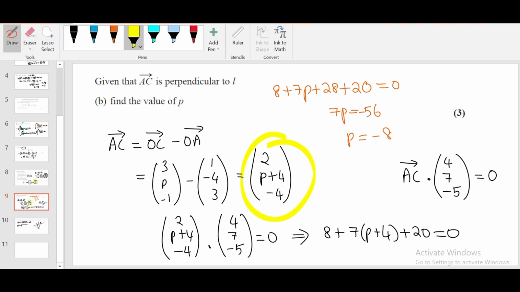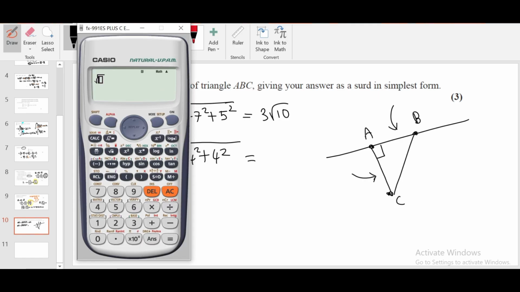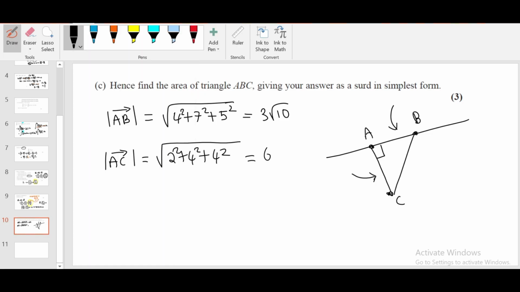Now modulus AC vector, AC vector is here. You just need to sub in the value of p here, that's it. So it becomes 2, minus 4, minus 4. So square root of 2 square, 4 square, 4 square. Just 6. So now the area of the triangle is equal to half base times height. So you will get 9 root of 10 square units. That's all.